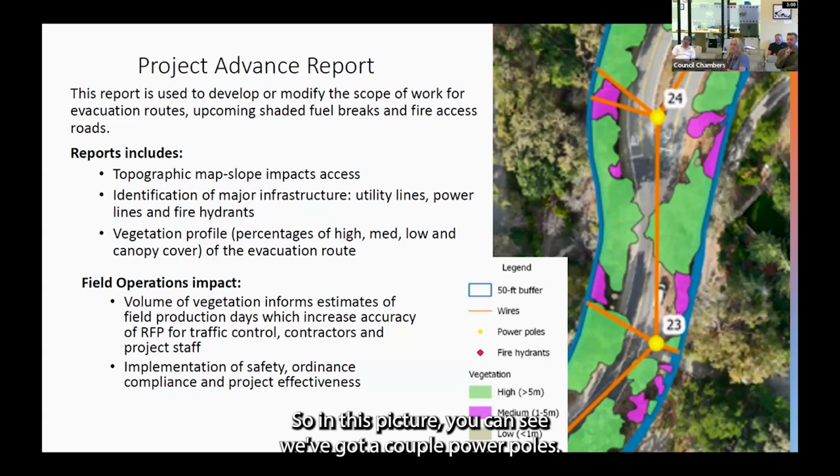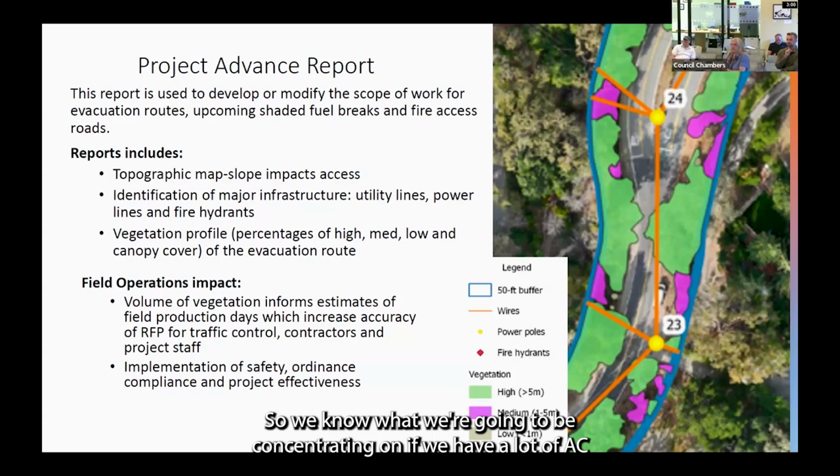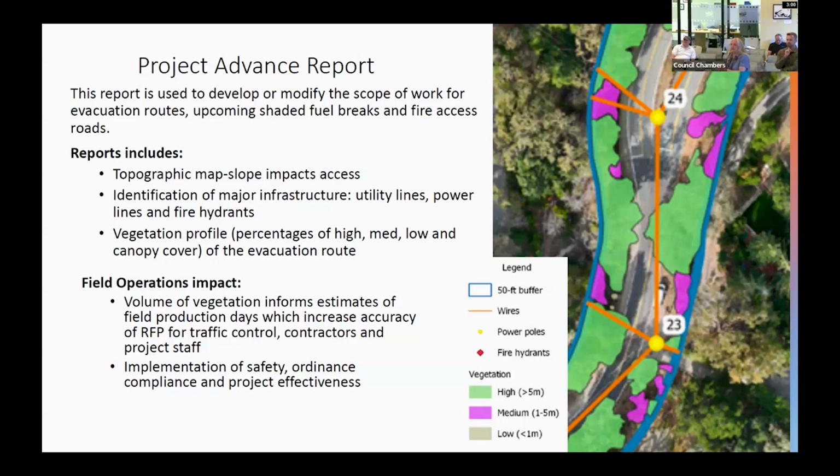So in this picture, you can see we've got a couple power poles, we've got some lines and wires. There's our vegetation heights again, so we know what we're going to be concentrating on if we have a lot of fasci fuels, if we have a lot of bushes that need to be chipped and taken out. And then the 50-foot buffer with the dark blue lines, that's the widest that we would go. The 50-foot buffer sometimes goes into people's front yards. So we always have about 10 to 15 feet as the public right-of-way in our permits, but we file our CEQA documents to go up to 50 feet if the residents want to sign an ROE and participate. So that's the widest that the project could be.